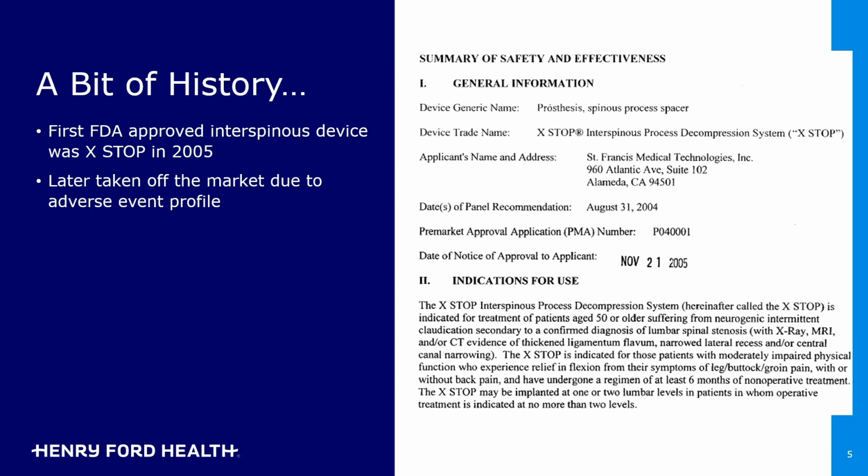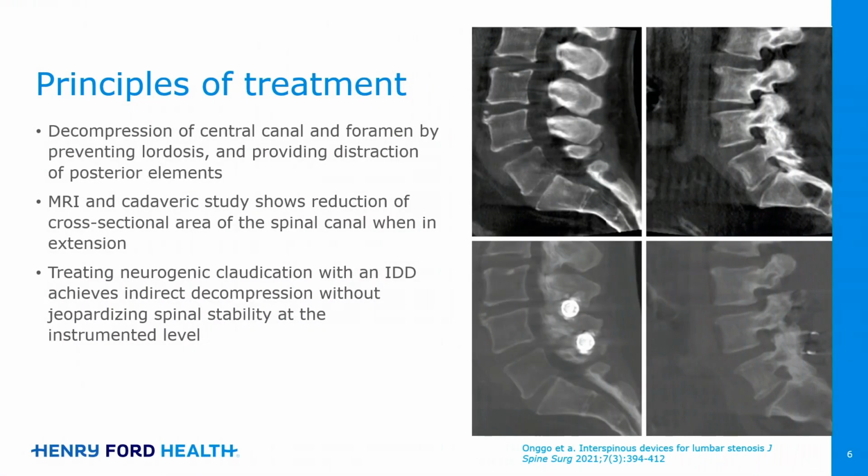You can't get an X-Stop anymore. It was taken off the market, and a lot of it was because of fractures after they were implanted. So what happened? At least in terms of the principles of treatment, there is some rationale to this. You want to decompress the central canal and foramen by preventing lordosis, preventing extension of the posterior elements. And there's some MRI and cadaveric data that shows a reduction in cross-sectional area of the spinal canal in extension.